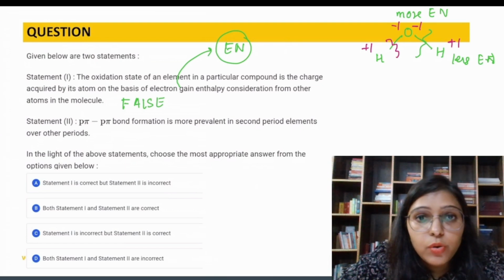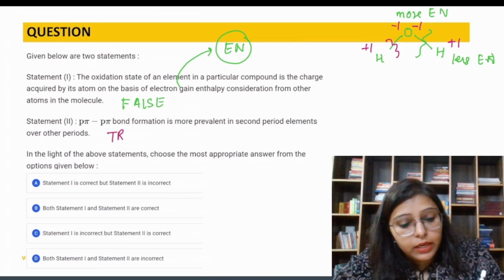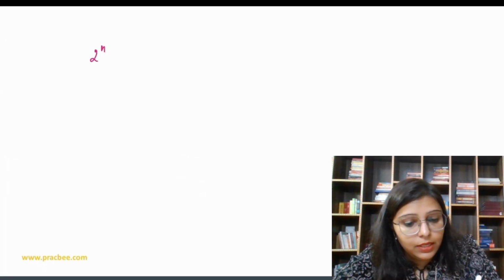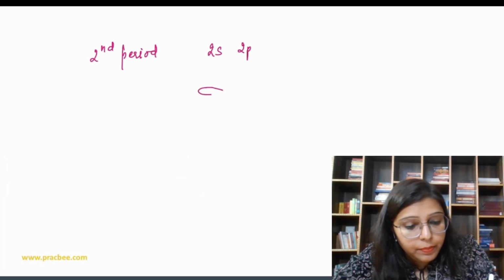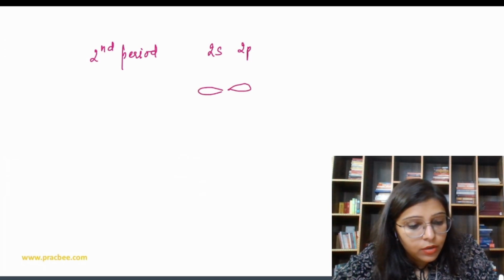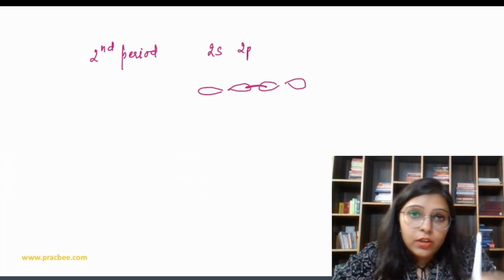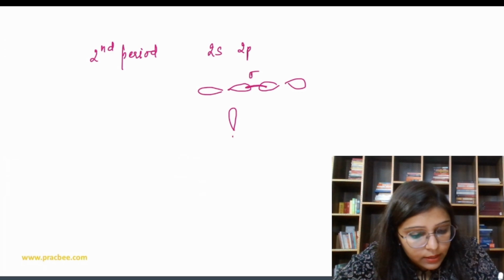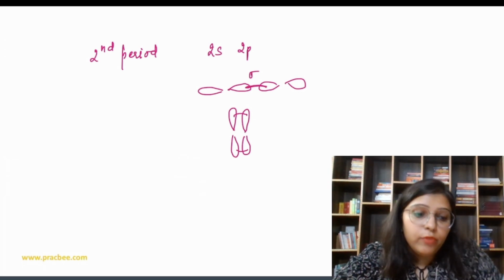Now let's understand the second statement. p-pi bond formation is more prevalent in second period elements over other periods. Yes, it is true. Why is it true? See, in the second period, we can have 2s and 2p. Now we know that p is dumbbell in shape. So p can form a sigma bond, like if this kind of overlapping happens, it can form a sigma bond, head-on overlapping. p can also form a pi bond like this, that is sidewise overlapping. So it can form a pi bond.